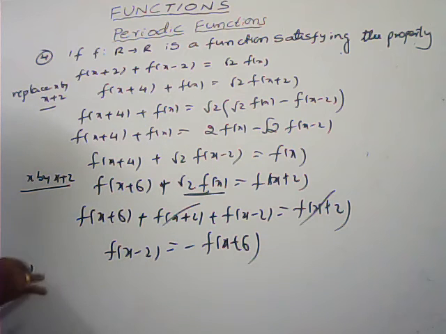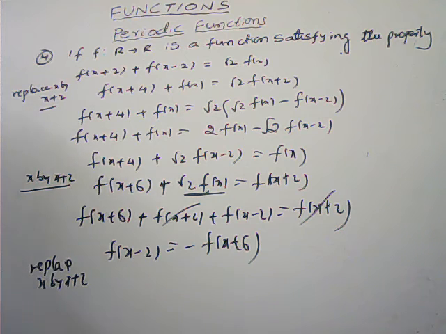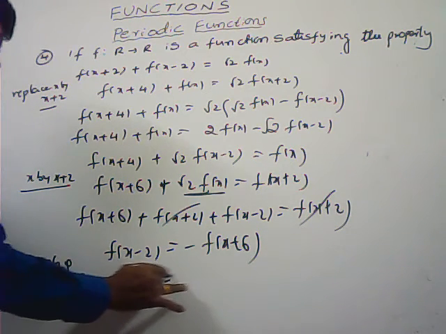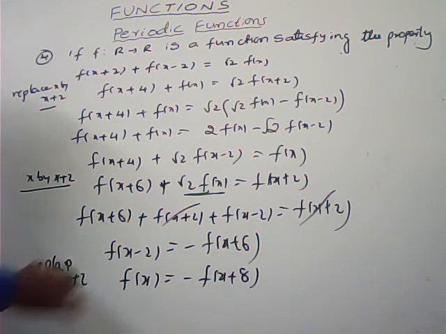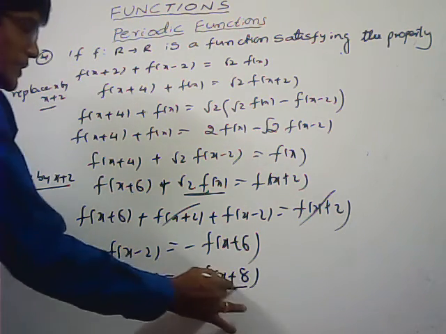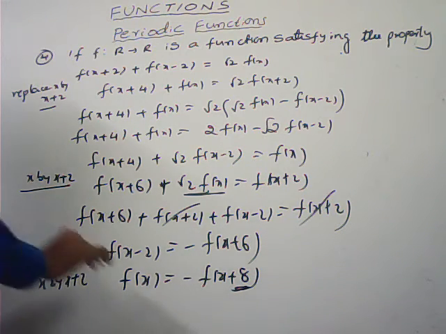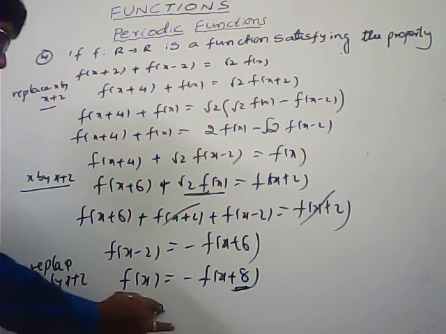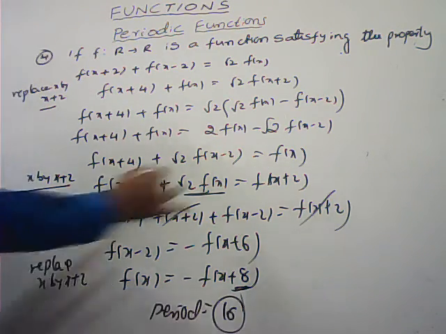Now here you can replace x by x plus 2. Here we are very close to the answer only. If I replace x by x plus 2, f of x is equal to minus f of x plus 8. So what is the period of this one? 16. Here we got f of x plus 8 is equal to minus f of x, or f of x is equal to minus of f of x plus 8. Here we can write the period is equal to 2 times this one, that is 16.